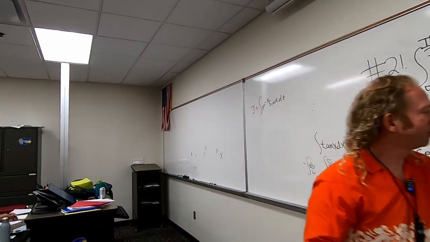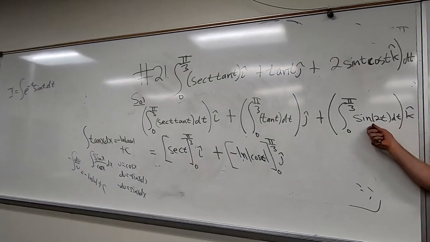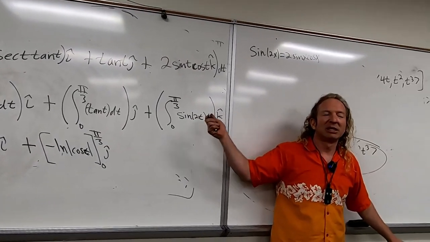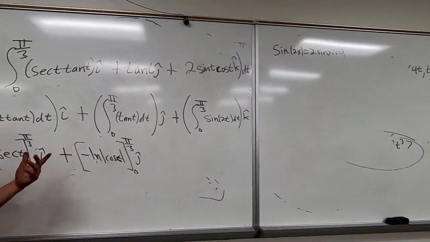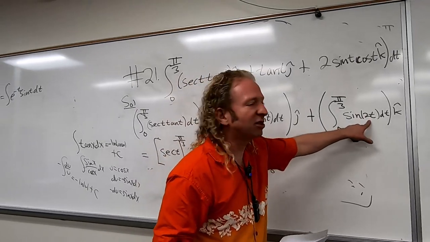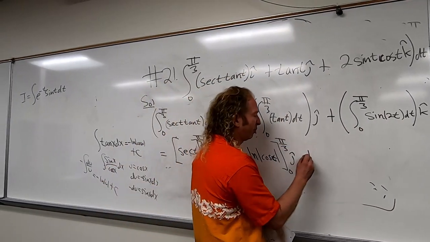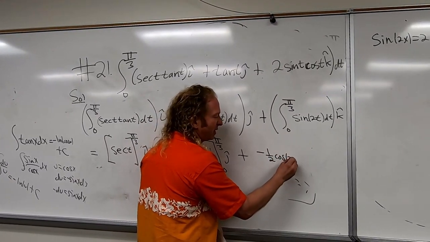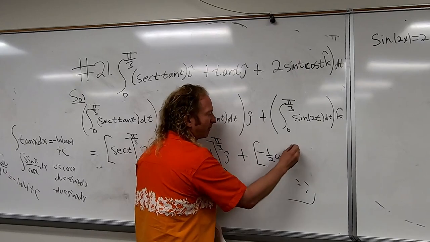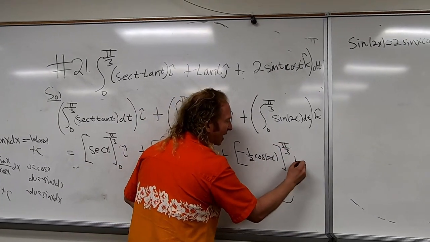And when you're integrating, what do you get when you integrate sine? Negative cosine. So we have sine 2t. I don't think we've talked about this in this class either, but you can just divide by the 2. So it would be plus negative 1/2 cosine 2t. And we're going from 0 to pi over 3. And then it's k hat.